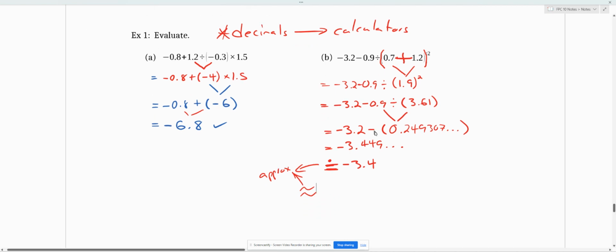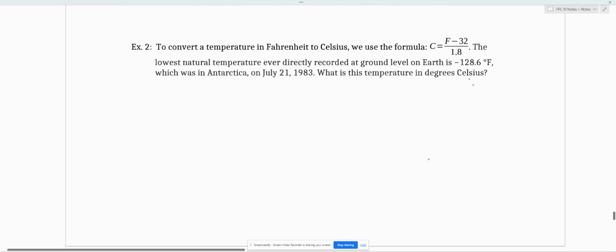Okay, let's try a word problem. Word problem here, we're converting from Fahrenheit to Celsius. Okay, it is a bit of a complicated formula. Celsius is what we use in Canada, but we often hear Fahrenheit in the US. And here's our equation. If I want to figure out what something is from Fahrenheit to Celsius, I enter in the Fahrenheit value here, I subtract 32, and then I divide by 1.8. That will change it to Celsius.